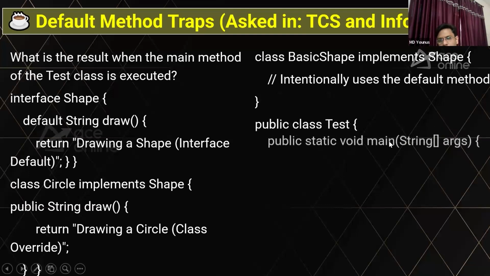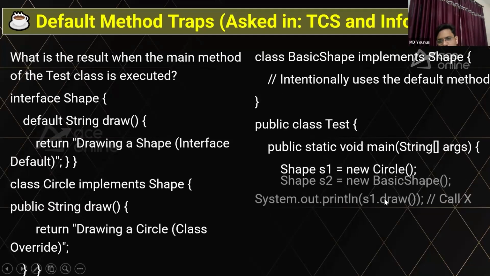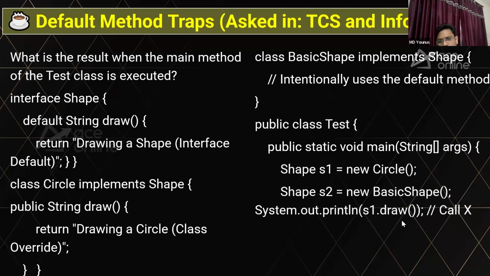Now, if I make an object of Shape as new Circle, I mean a Circle object, and call the draw method, which draw method gets called, guys? Which draw method gets called at line number X? The Circle draw method or the Shape draw method?